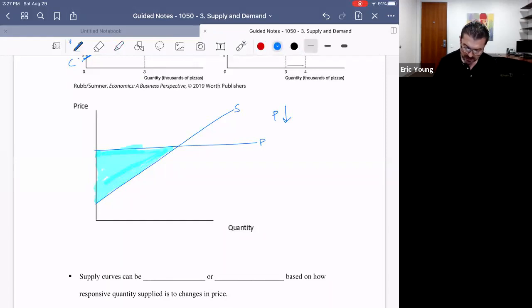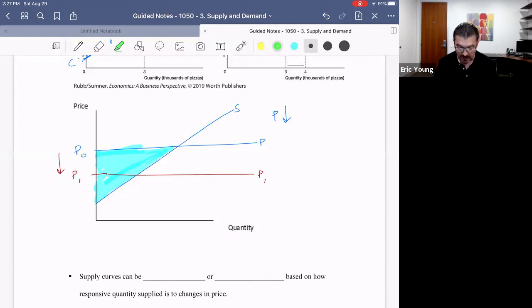Let us assume that the prices fall. We're going to call this the original price, price 0. Let's assume that prices fall from price 0 down to price 1. Prices fall, we have a new price. Well, you know what's going to happen. At a new price, the triangle below price and above the supply curve is going to get smaller. So we would demonstrate that if price falls, producer surplus falls, ceteris paribus.